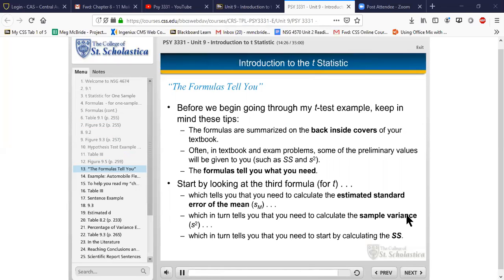Of course, as you become familiar with calculating the t-statistics, you will probably know how to begin with the sum of squares, etc. But if you get stuck, remember to let the formulas tell you what you need to do. And do read problems carefully to see what's already given to you, such as the sum of squares or the variance.